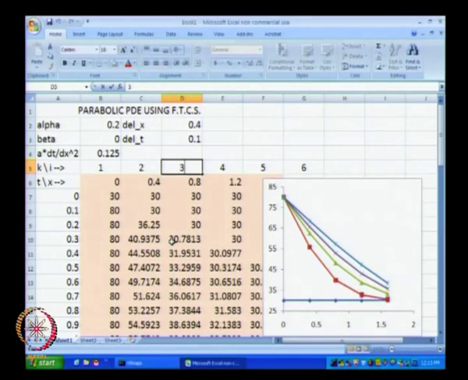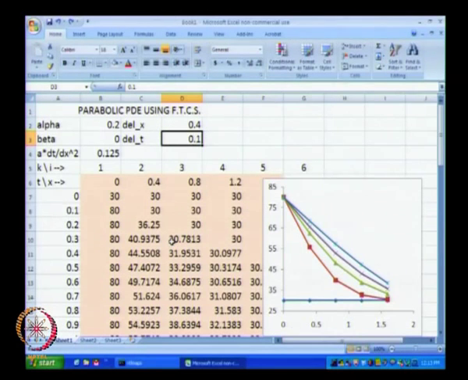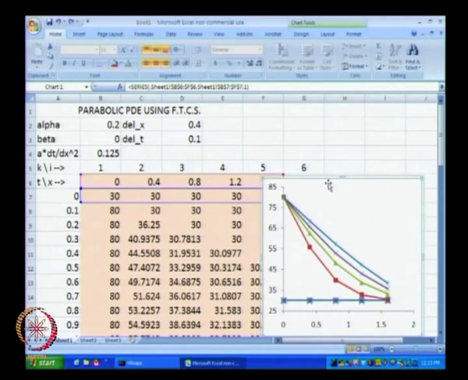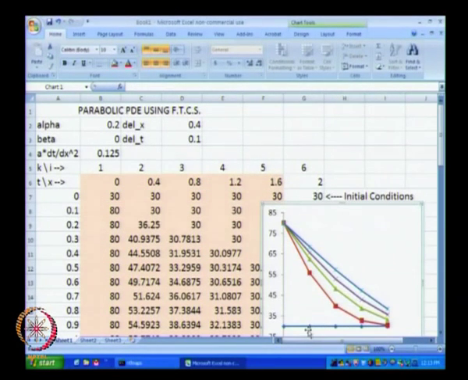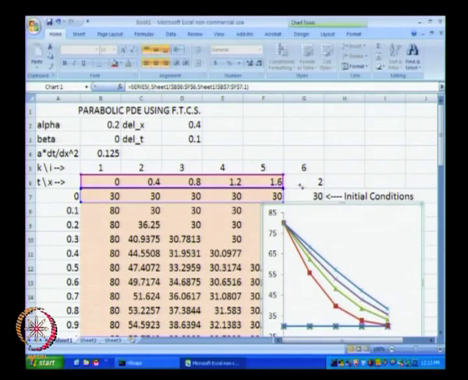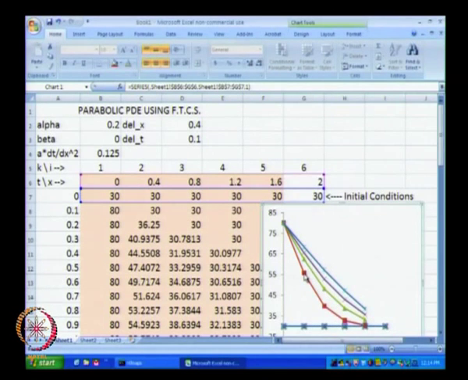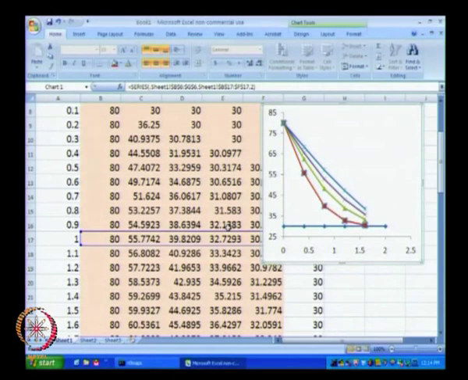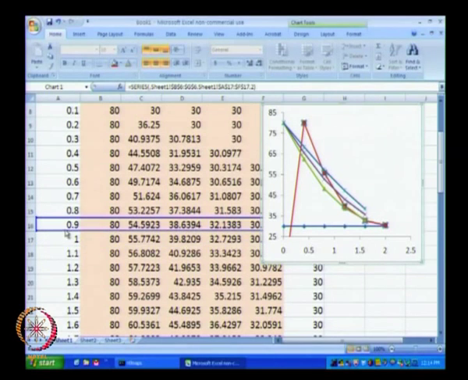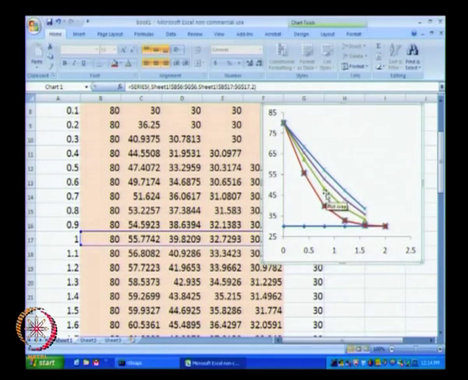Okay, this was what our solutions were for delta x equal to 0.4 and delta t equal to 0.1. Okay. So, I will just include the other temperature also in the final boundary, which I had not included. So, we will just move this. Okay, and same thing we will do with other temperatures as well.